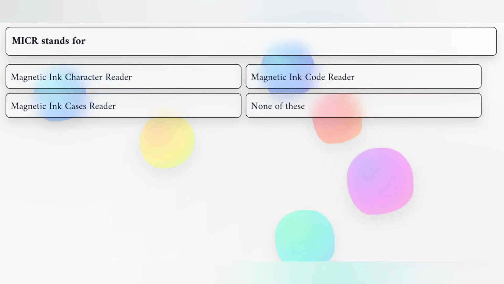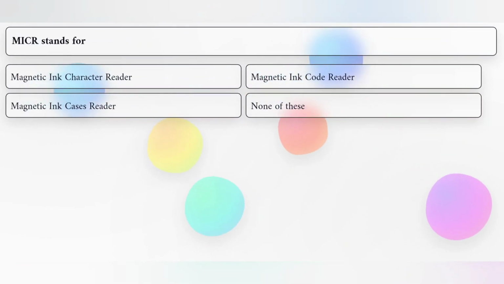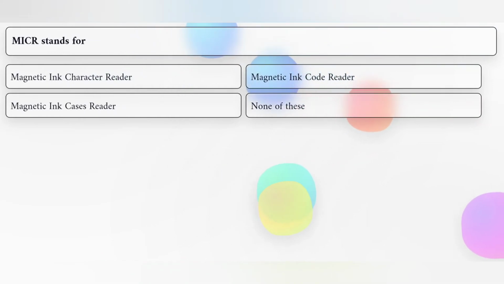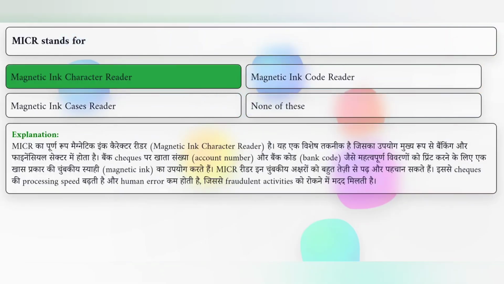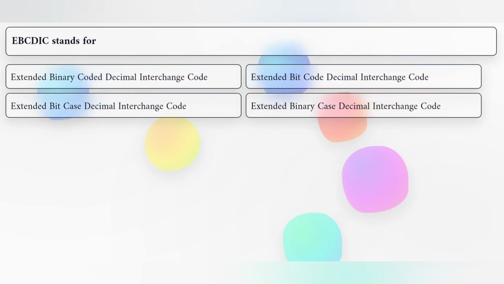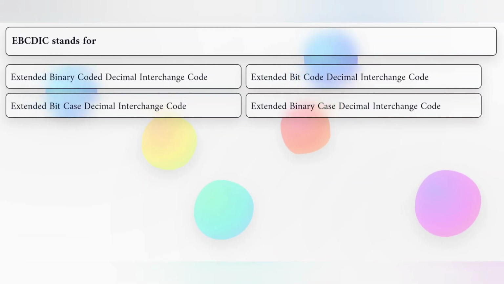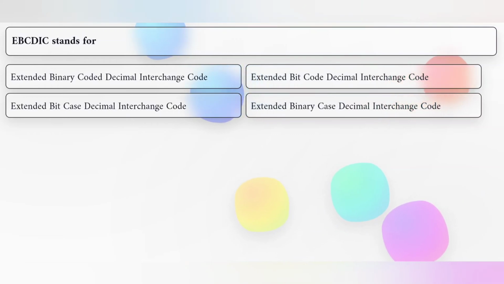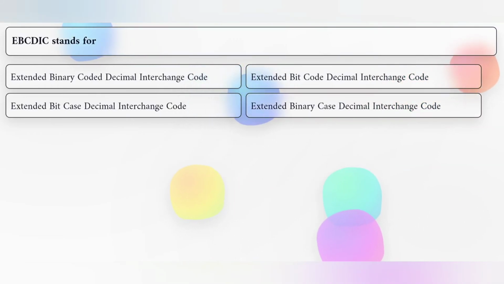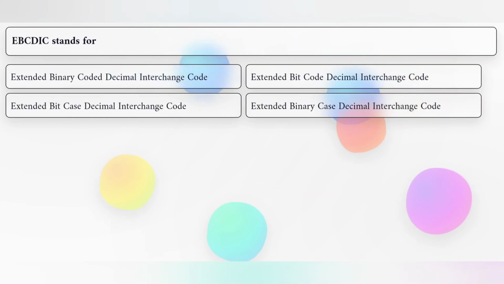MIC stands for Magnetic Ink Character Reader, Magnetic Ink Code Reader, Magnetic Ink Cases Reader, none of these. EBCDIC stands for Extended Binary Coded Decimal Interchange Code, Extended Bit Code Decimal Interchange Code, Extended Bit Case Decimal Interchange Code, Extended Binary Case Decimal Interchange Code.